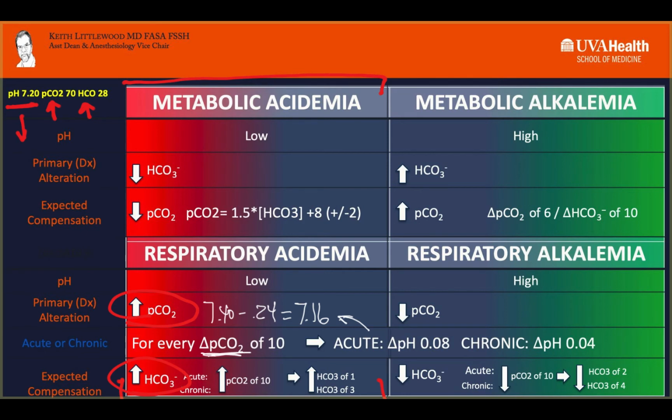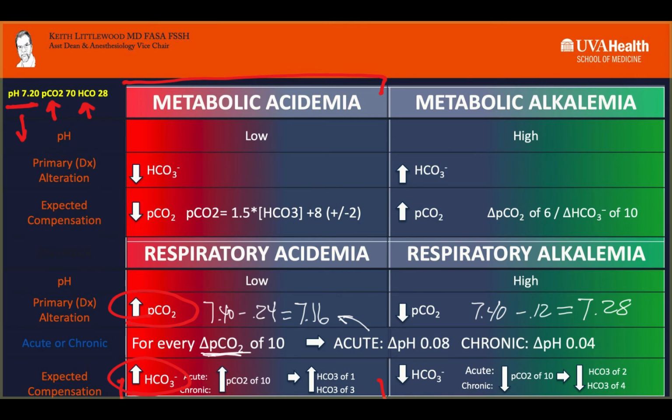Let's take a look at chronic. 3 times 0.04 is 0.12, and 7.40 minus 0.12 equals 7.28. Neither of these is exactly right. What are we going to do? What I want you to do is to allow the same range of pH for your predicted abnormal as you do for your expected normal. This isn't quite right because, again, pH is not a linear function, but it will do, and we're not going to ambush you on the test with something like this.